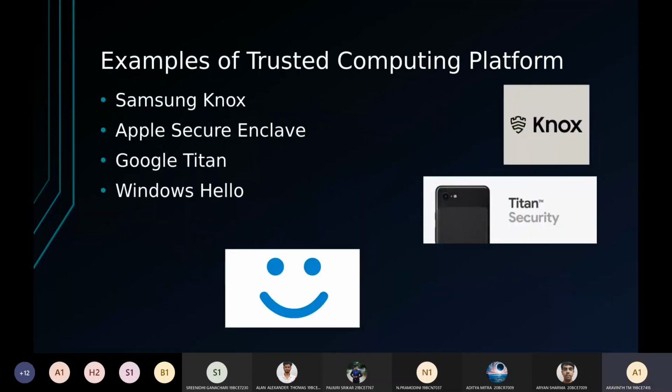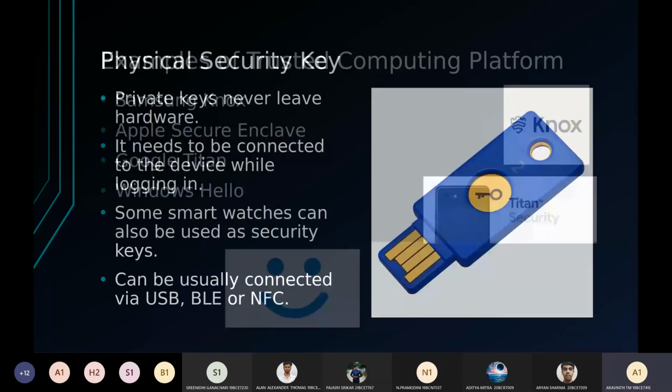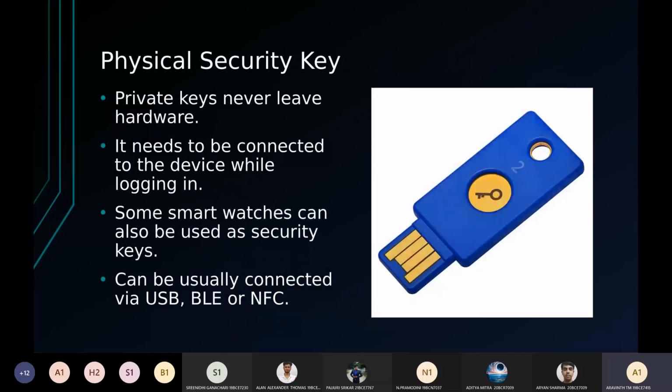Some of the programs that use private keys are Samsung Knox, Google Titan, Windows Hello, and Apple's Secure Enclave. I don't know how Windows Hello works. So that's about private key authentication. But the most popular way to use asymmetric cryptography authentication is using physical keys.